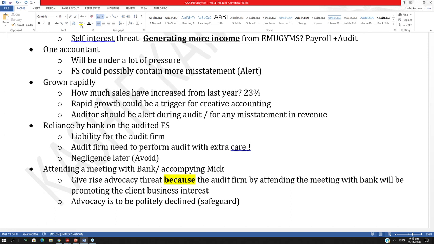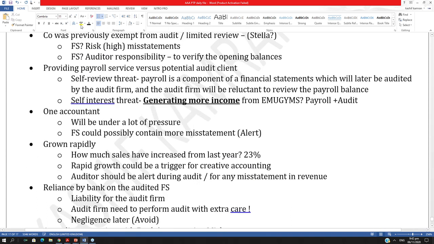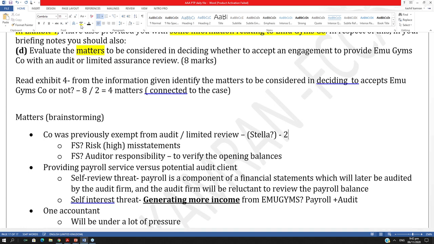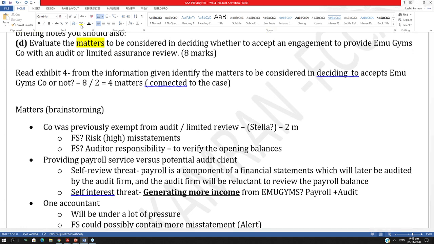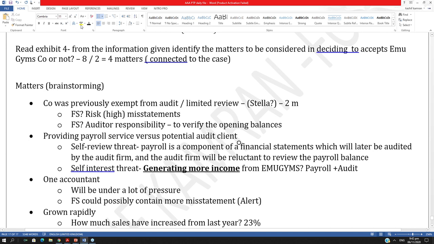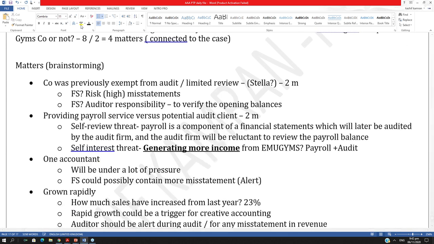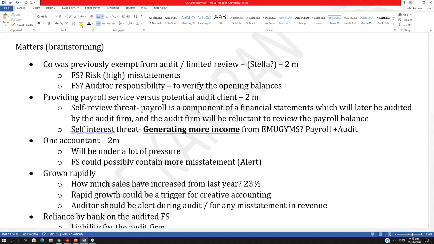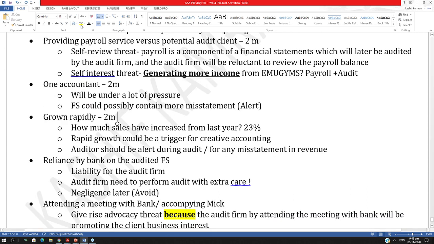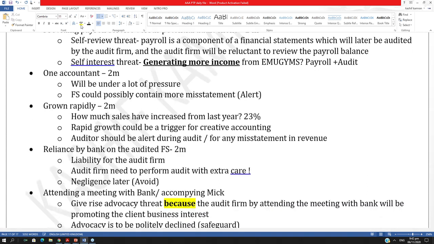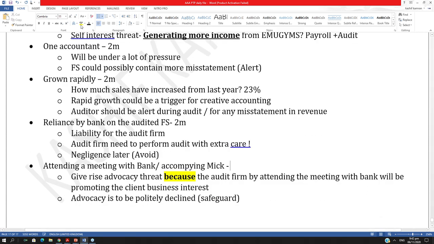Have you taken more than 2 marks? If we give 2 marks per heading, the first heading will give me 2 marks, right? The second heading will give me 2 marks. The third heading will give me 2 marks. The fourth heading will give me 2 marks. Reliance will give me 2 marks. Attending a meeting with the bank will give me 2 marks. How many marks do I need to gain? Just 8. But I hope you got a way of reading the case study.